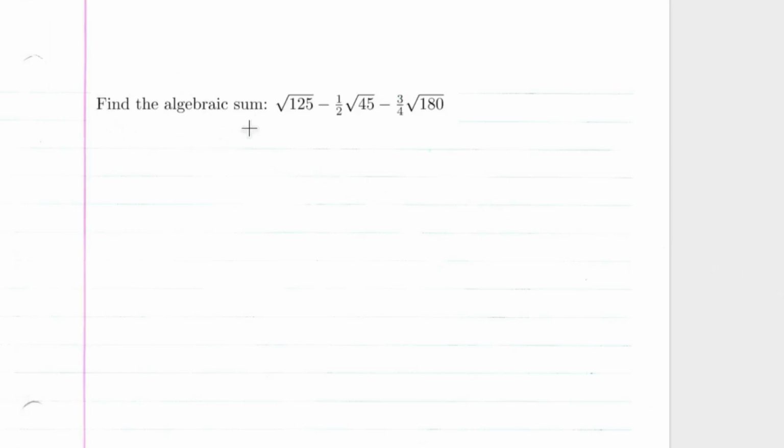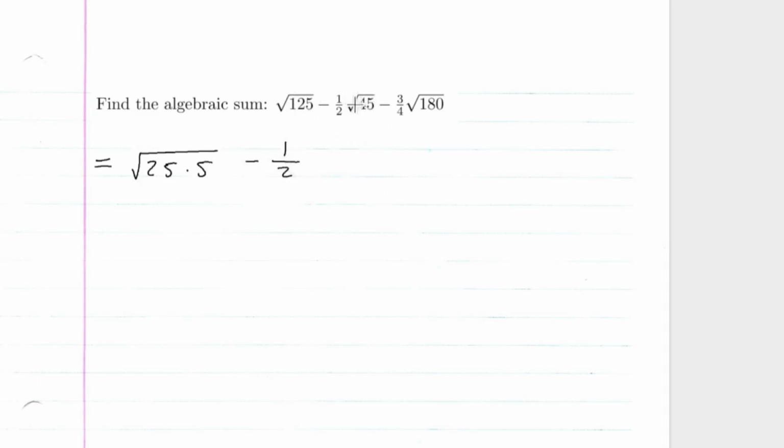Right, so we wish to find the algebraic sum, basically reduce this as much as possible. Since I'm dealing with square roots, I'm going to be trying to find perfect squares under these radicals, right? So I know that 125 is the same as 25 times 5, because 25 is a perfect square, and 25 times 5 is 125, minus 1 half.